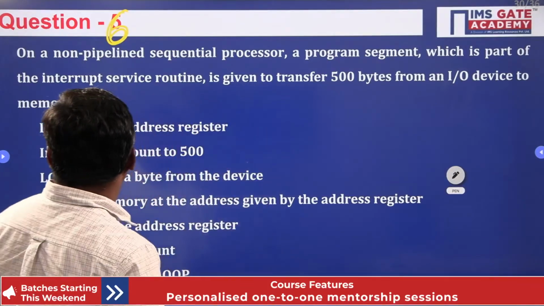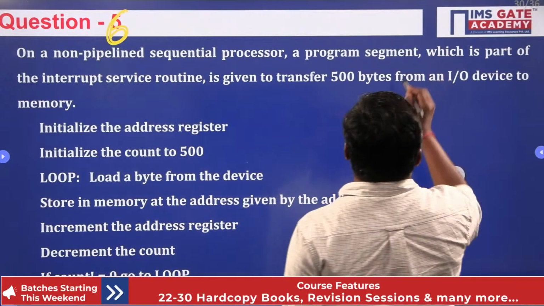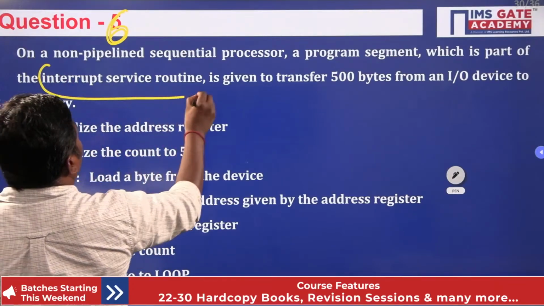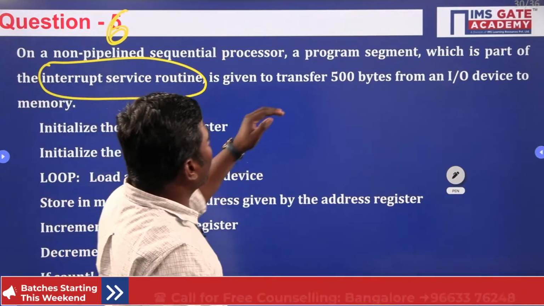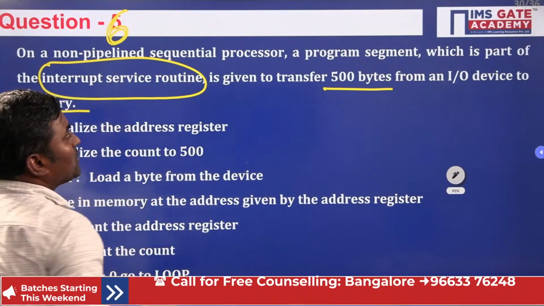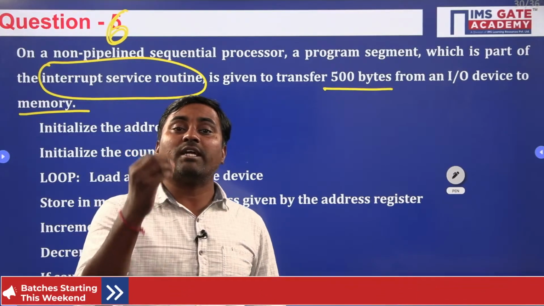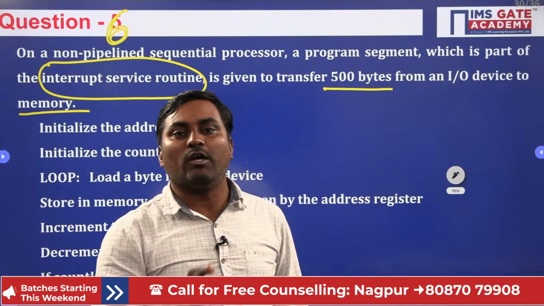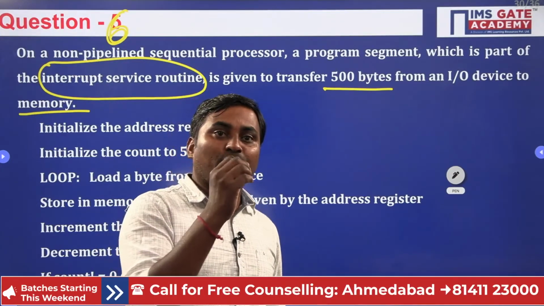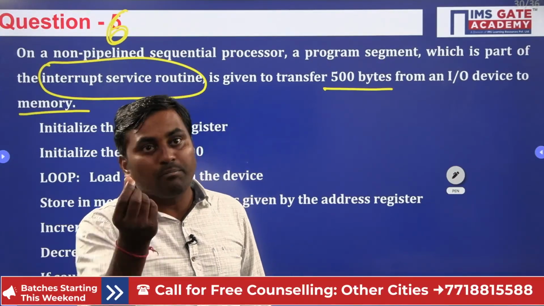They said on a non-pipeline sequential processor, a program segment which is part of the interrupt service routine is given to transfer 500 bytes from the IO device to memory. By which method? Interrupt driven. We have 3 modes: programmed IO, interrupt driven IO, DMA. They are using interrupt driven. What does interrupt driven say? Briefly I can tell you.